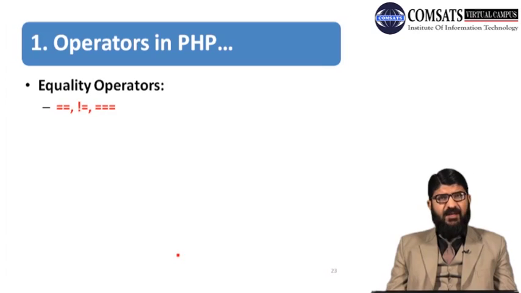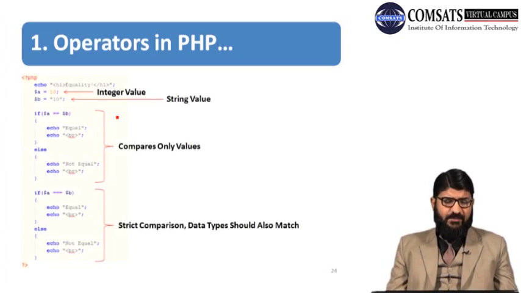The next one is the equality operator. Equality operators are basically, as you have seen, double equals, not equals to, and identical. We specifically call them equality operators. Now see the examples.